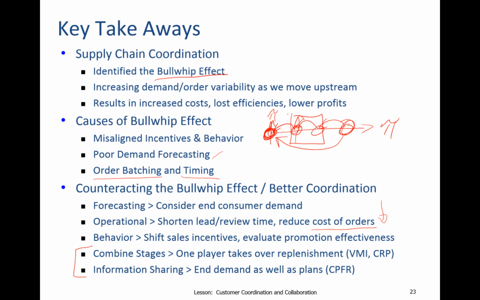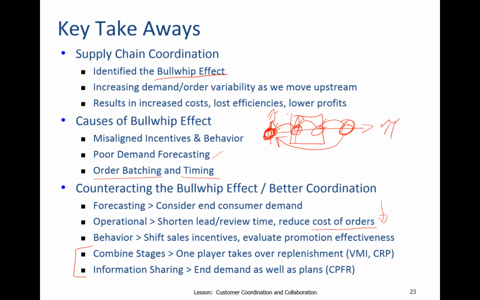Now, there are many flavors to this. VMI, vendor managed inventory, has been around for decades, and it's adjusted. Every company does it a little differently. Another place you see it is in hospitals. So hospitals are really good at taking care of sick people. They're not so good at managing inventory.